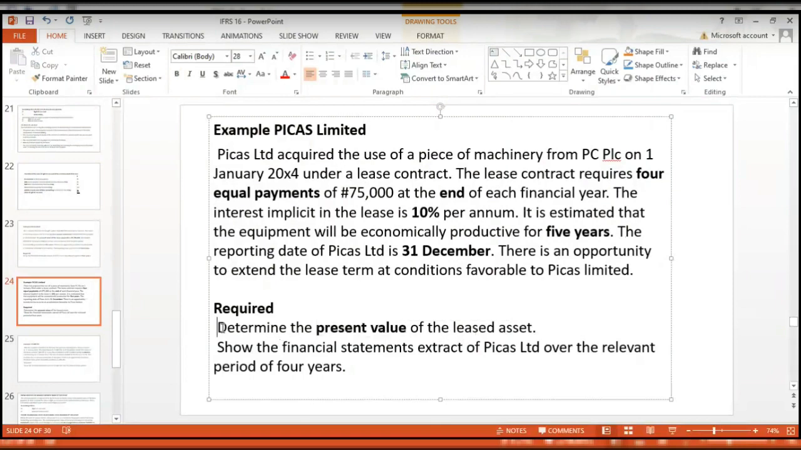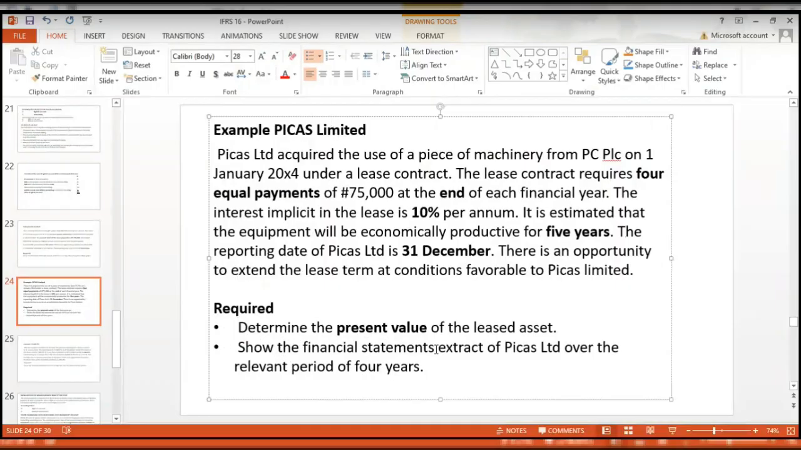That's the first requirement. And the second requirement says we should show the financial statement extract of Ifrs Limited over the relevant period of 4 years. So I'll be taking this question to our worksheet now, where we are going to be working on it, and I need you to pay attention.